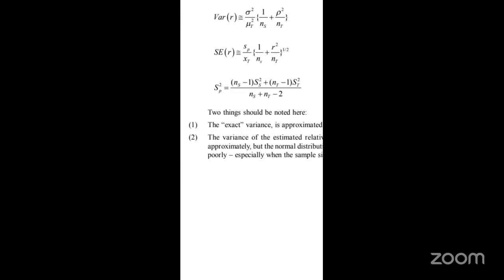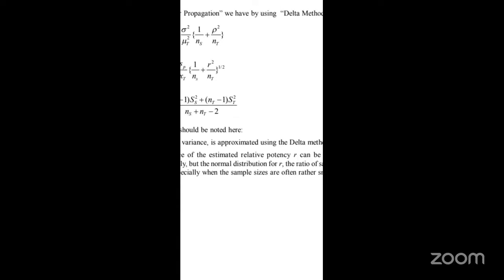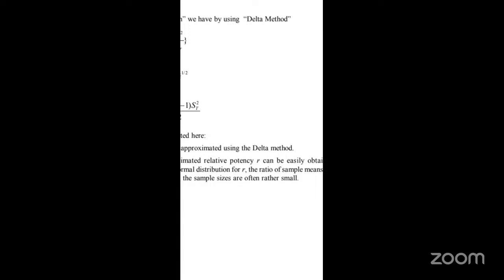The variance of the estimated relative potency R can easily be obtained approximately, but the normal distribution for R, the ratio of sample means, may fit very poorly, especially when the sample sizes are often rather small.